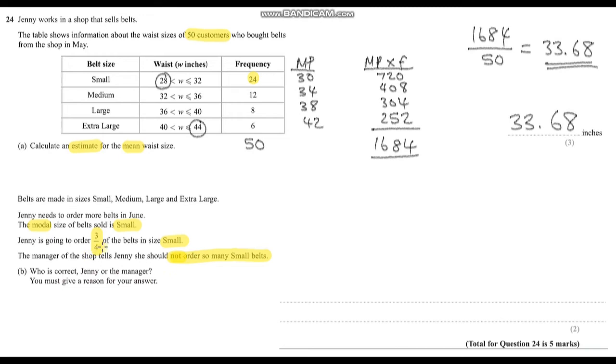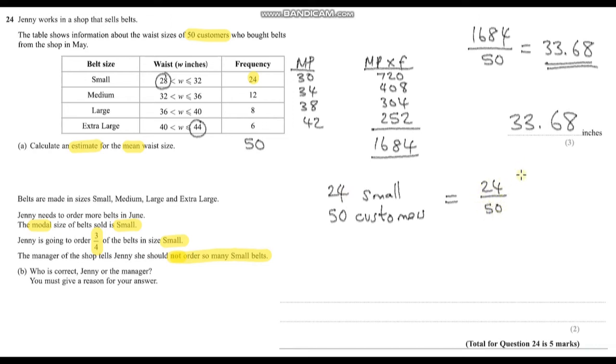So Jenny says that she should order 3/4 in size small. So let's work out, from the ones that we've got, how many are small. We know that there are 24 small. And there are 50 customers in total. So from the sample, it's going to be 24 out of 50.